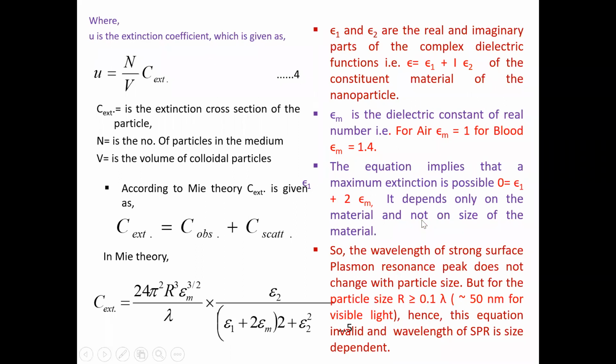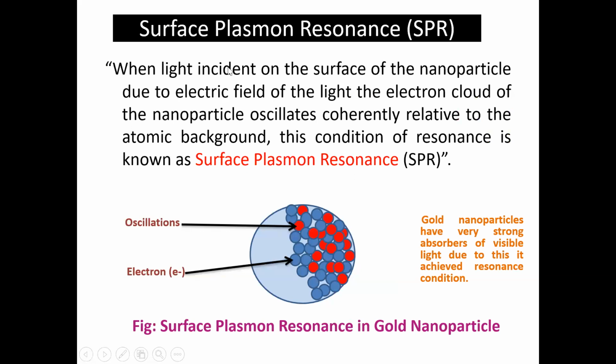So if it is considered like this, surface plasmon resonance means light, which has an electric field, is incident on the colloids, or on the electron clouds of the nanoparticles. At that time the electron cloud oscillates, and this oscillation condition of the electron cloud is called the surface plasmon resonance.